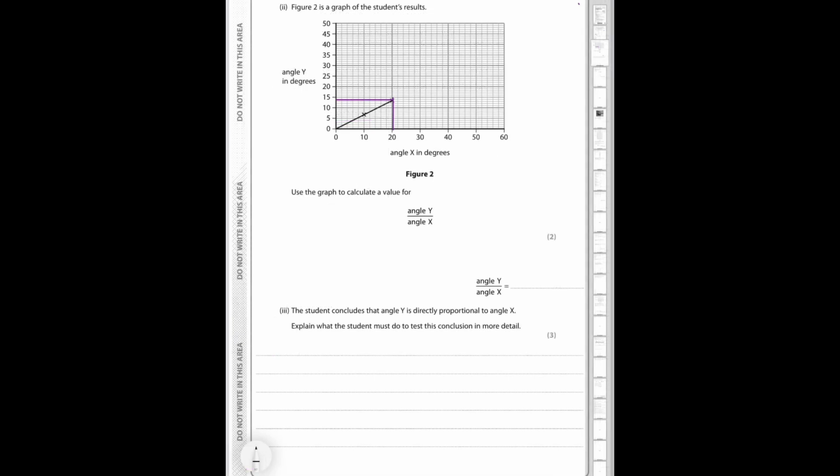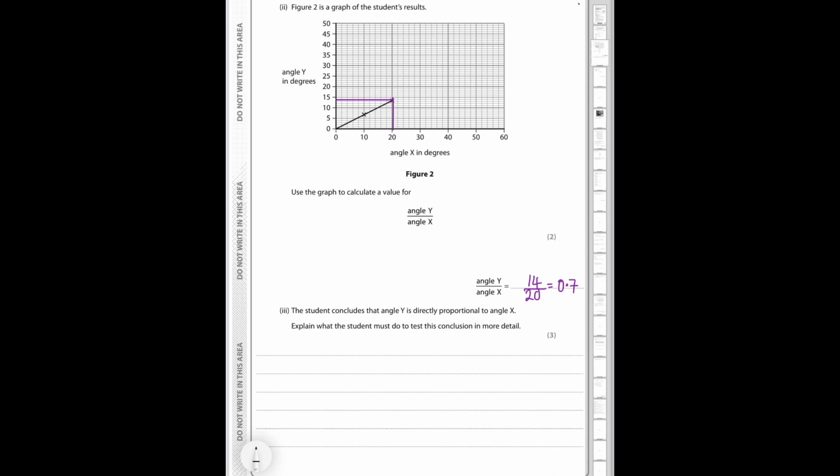In this question, we're given a graph and we're asked to use the graph to calculate a value for angle y divided by angle x. So I've drawn a line on the graph, as you can see, and angle y ends up being 14 and angle x ends up being 20. So 14 divided by 20 gives me 0.7.